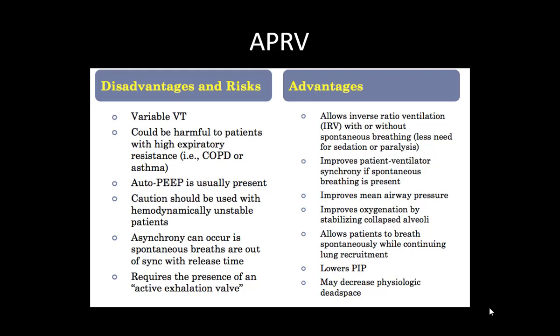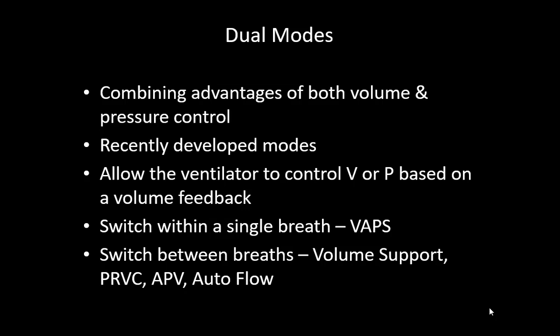as well. Advantages: it allows inverse ratio ventilation. Spontaneous breathing is allowed, so there is a requirement of less sedation and paralysis. Improves patient-ventilator synchrony if spontaneous breathing is present, improves mean airway pressure, so improves oxygenation, and allows the patient to breathe spontaneously while continuing with the lung recruitment. Lower peak inspiratory pressure and may decrease physiological dependence on the ventilator.